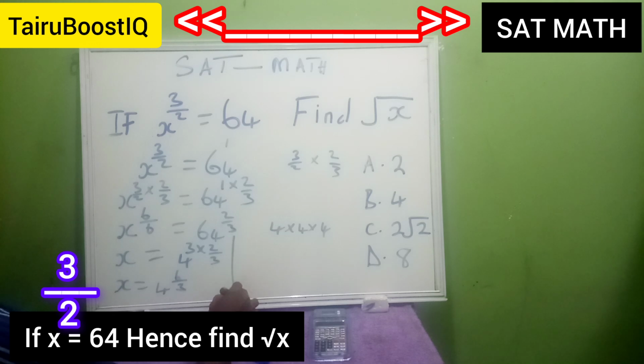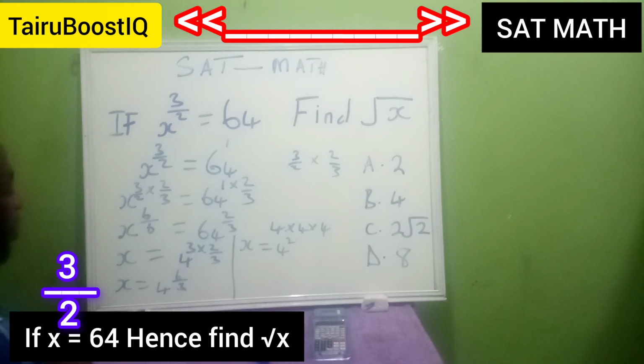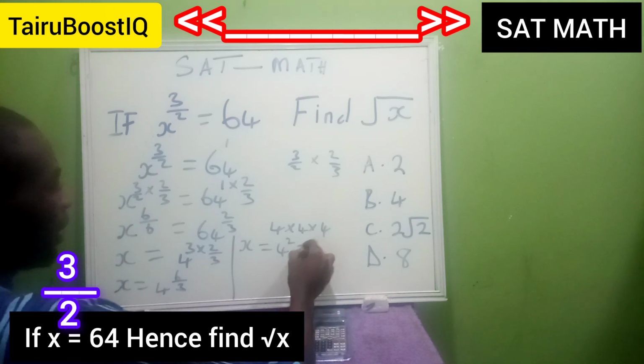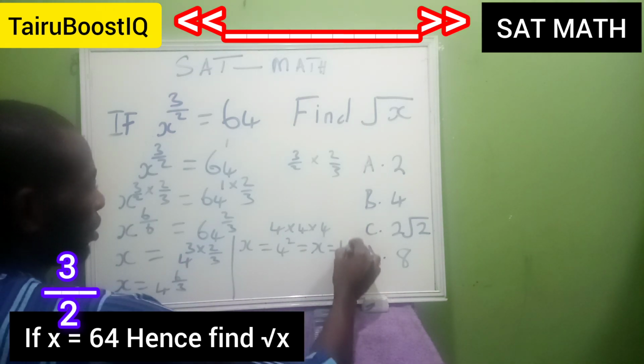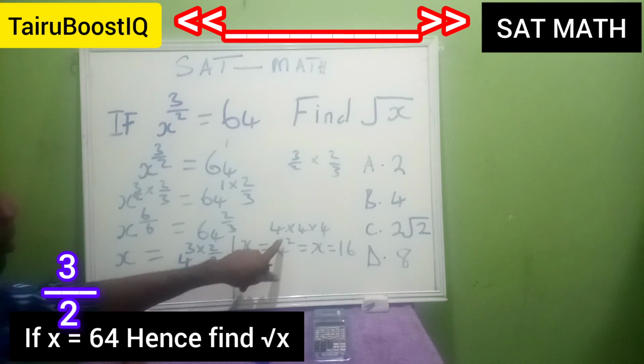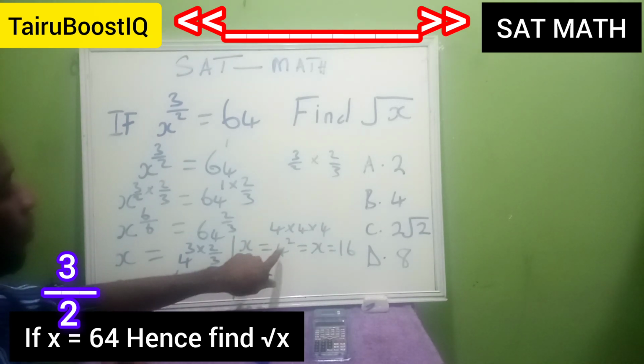So at this point I can now have x is equal to 4 raised to power 2, because 6 divided by 3 will give me 2. Now, x is equal to 16. Why? Because 4 raised to power 2 is equal to 16. That is 4 times 4.